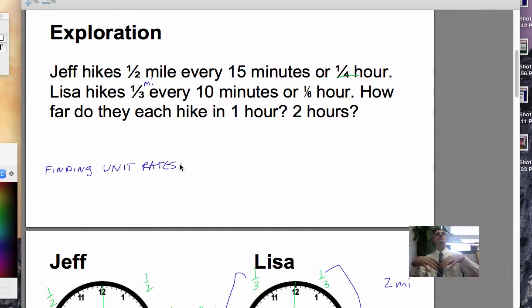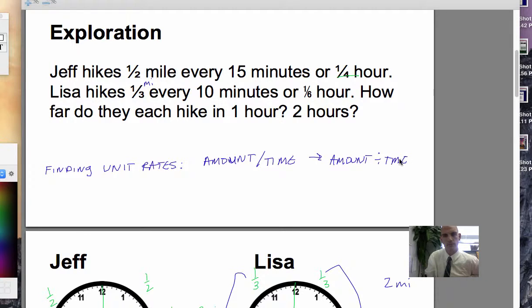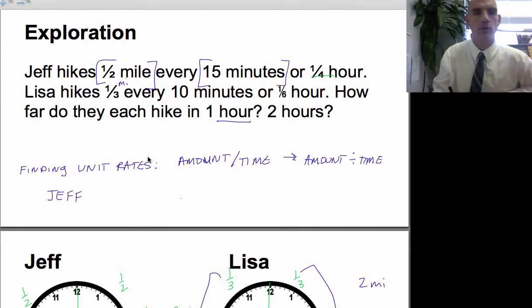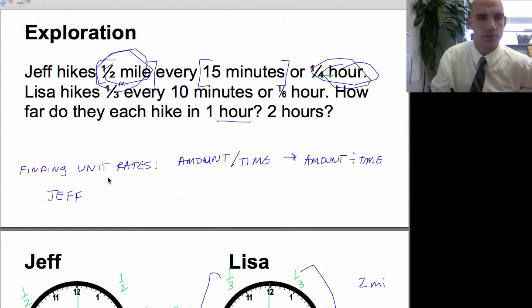Finding unit rates means finding the amount of whatever it is, either hiking or driving or dribbling, per time. So it's amount per time. And it's a division problem. It's amount divided by time. Frankly, it's a division problem. So for Jeff here, notice we're calculating per hour. So I'm going to divide his amount of miles per hour. So I'm going to take a half a mile and divide that by a quarter of an hour.